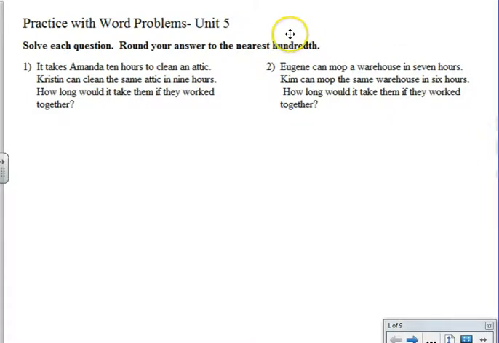So the idea with work problems is you're going to have two people working together on the same job, and because there's two people working, you're going to get it done a lot quicker than if they were working alone. And the idea is when you have the part of a job completed by person one plus the part of the job completed by the other person, you're going to complete exactly one job. And that's how we're going to set up the equation. So part from the first person plus part from the second person is one job.